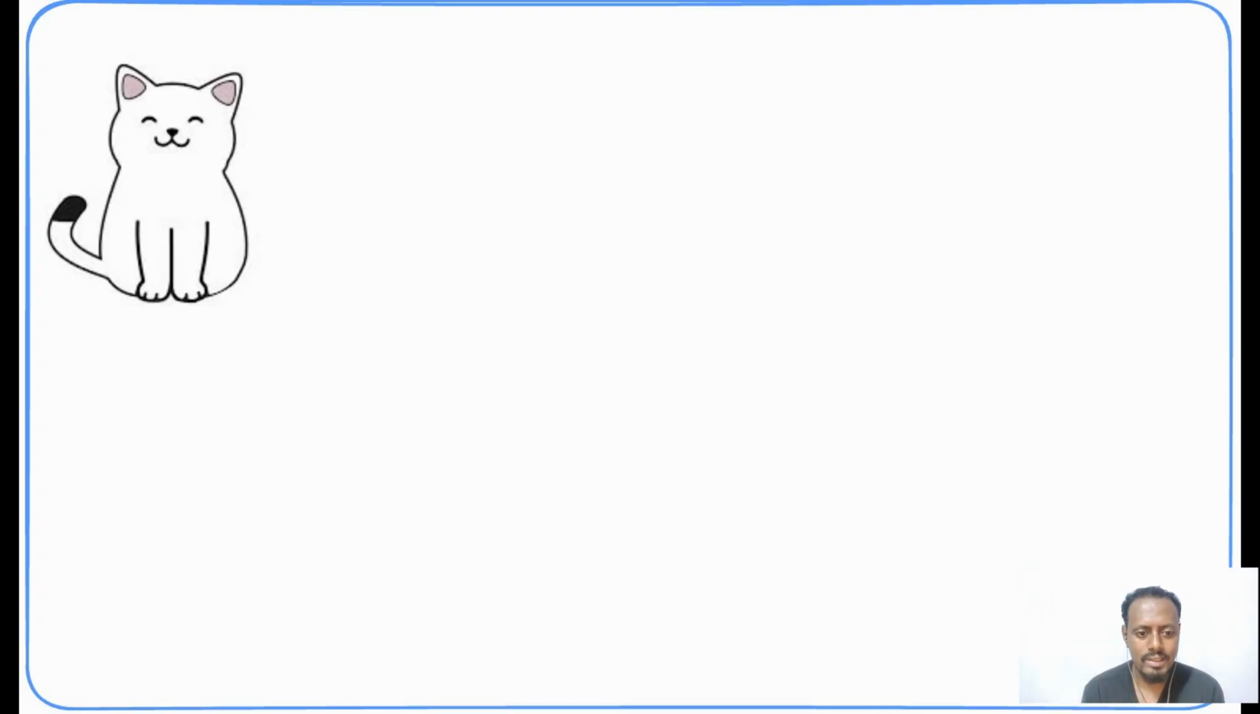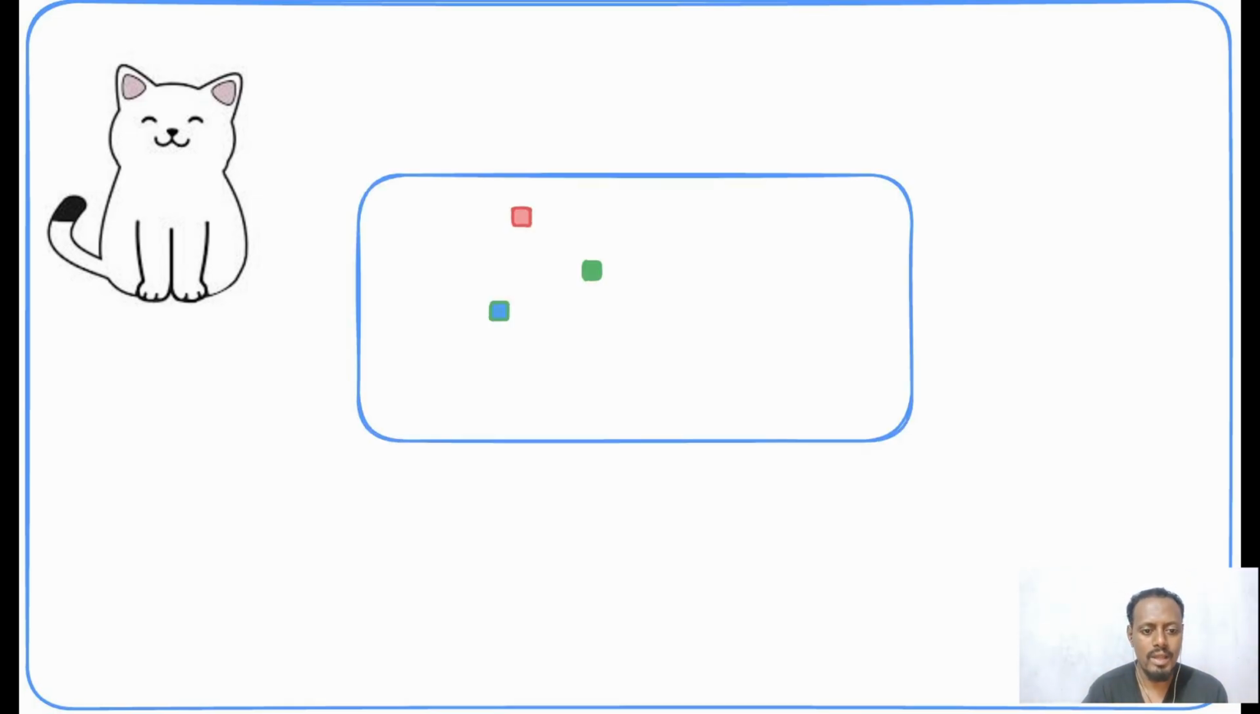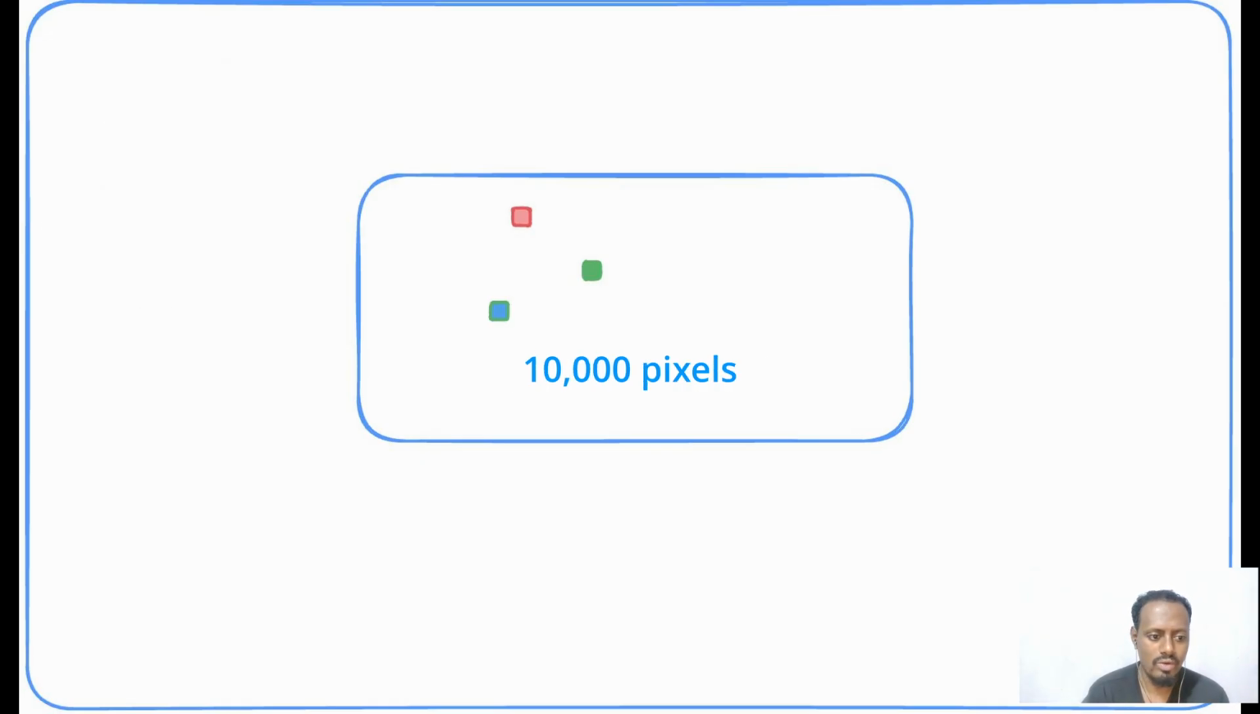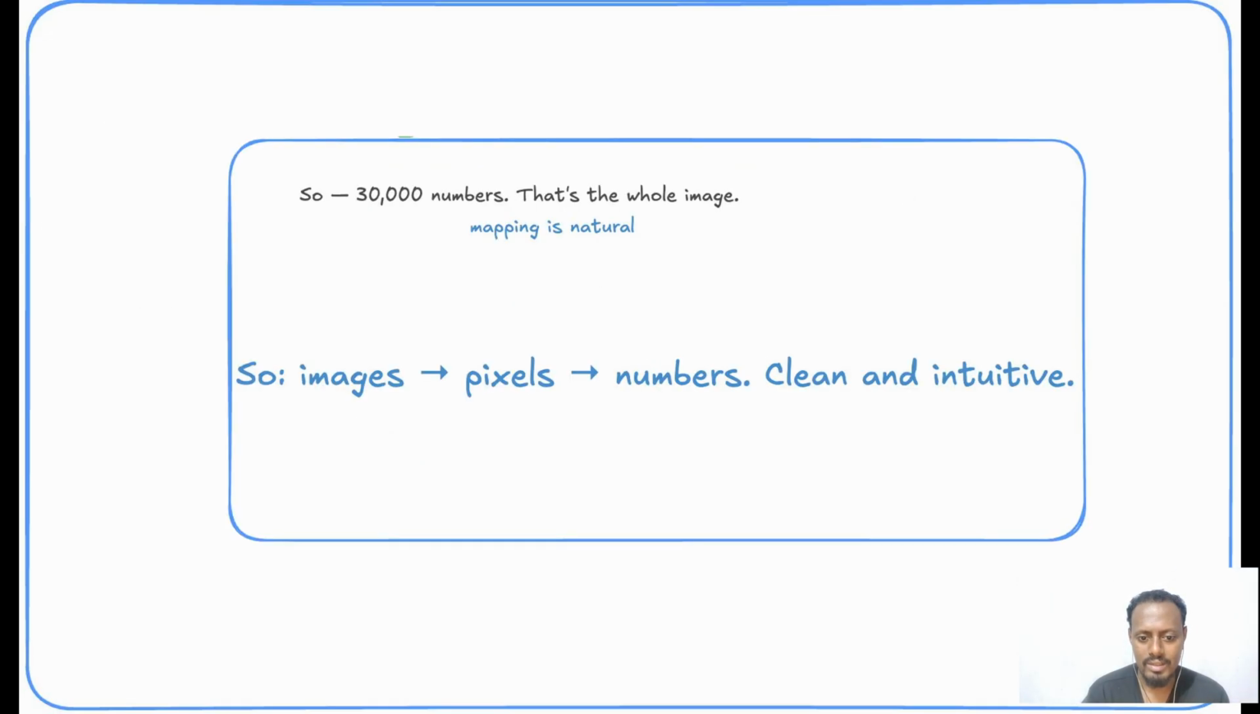Before we get to text, let me give you a quick introduction with images, because images are actually a good starting point. So you have a photo of a cat. What is the photo, really, to the computer? It is pixels, a grid of dots, and each dot has a color, and the color is just three numbers: one for red, one for green, and one for blue. So a 100 by 100 image is 10,000 pixels, each with three values. So 30,000 numbers, that is the whole image.